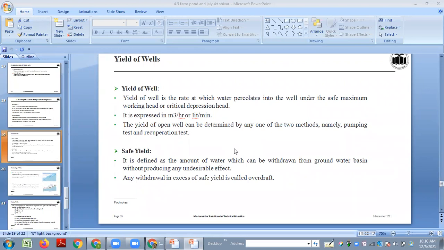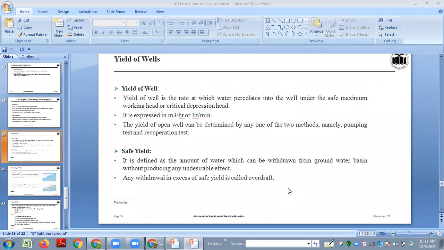Then safe yield म्हणजे काय बघा, it is defined as the amount of water which can be withdrawn from groundwater. Okay, safe yield बघा काय आहे, definition, important definition. It is defined as amount of water which can be withdrawn from groundwater basin without producing any undesirable effect. That is what safe yield. And any withdrawal in excess of safe yield is called as overdraft.